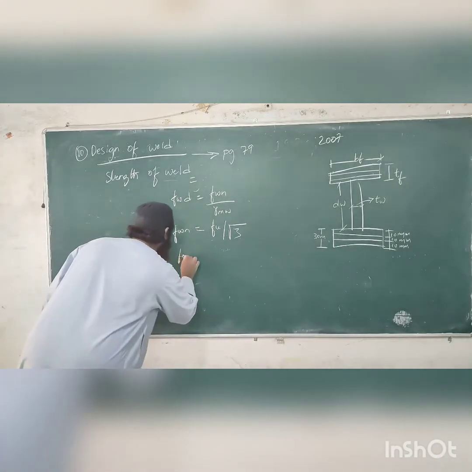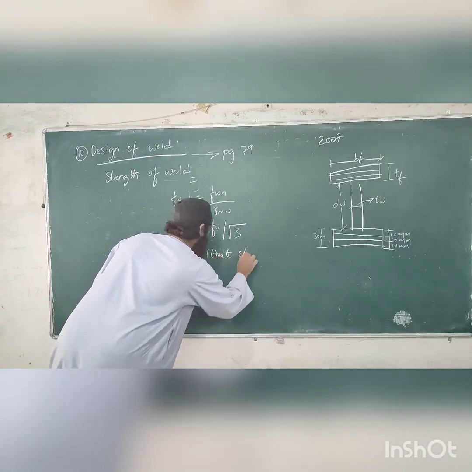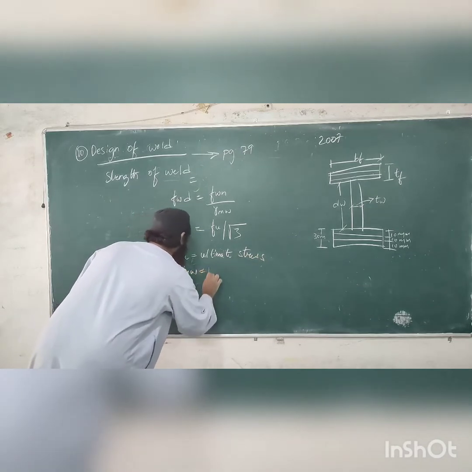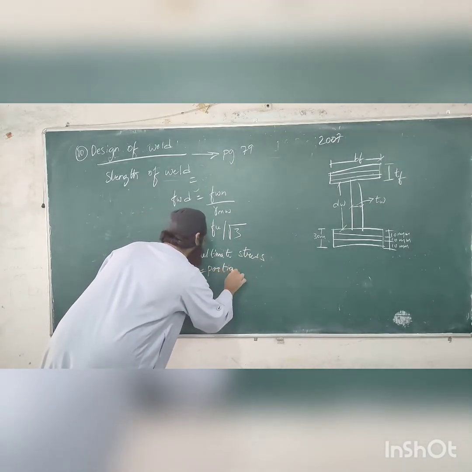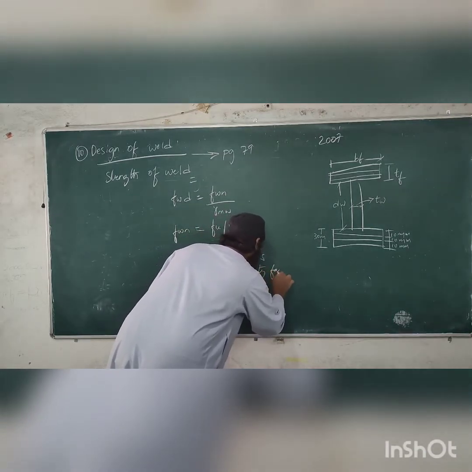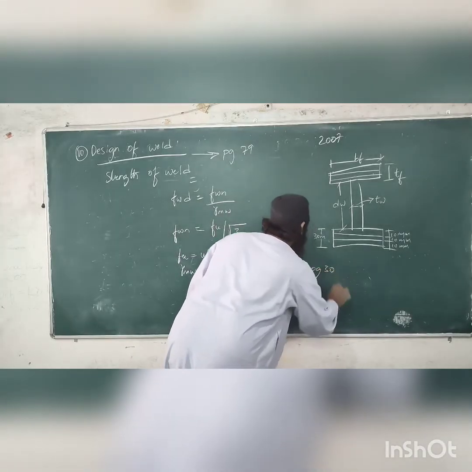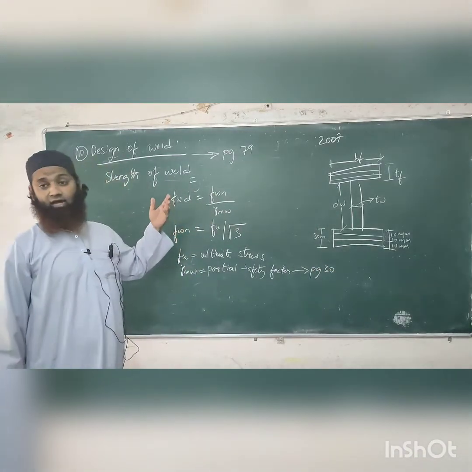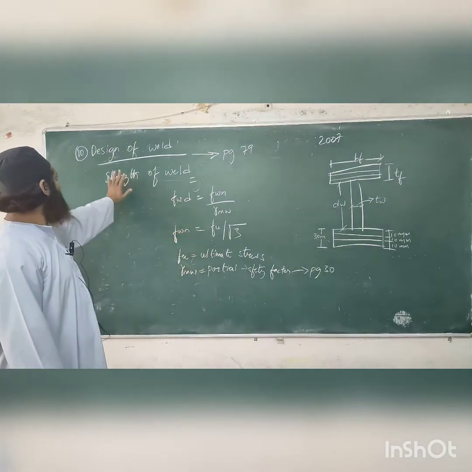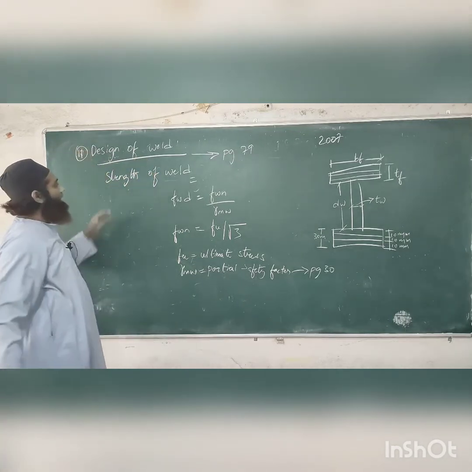FU is the ultimate stress, gamma MW is the partial safety factor. This is mentioned on page 30. You can see there. It depends on what type of weld you are taking, either fillet weld or whatever weld is given. You can see that on page 30. So this is the last step, the 11th step, design of weld.